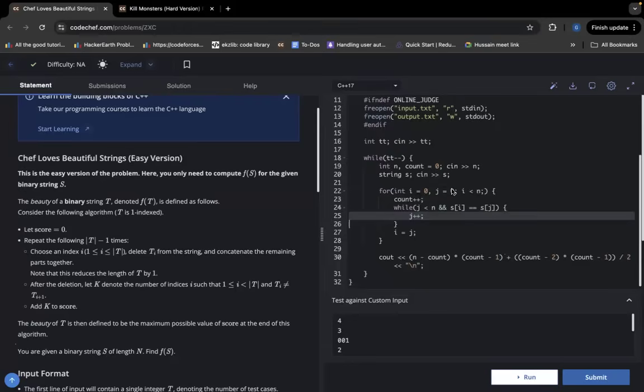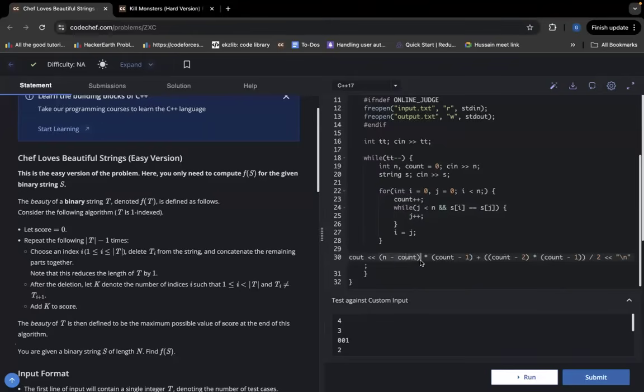For i is equal to 0, j is equal to 0, i smaller than n, i plus plus. I don't have i plus plus here. I do count plus plus while j is smaller than n and s[i] is equal to s[j], j plus plus. Then I do i is equal to j. And in the end, I am just printing the answer, the value that we discussed.